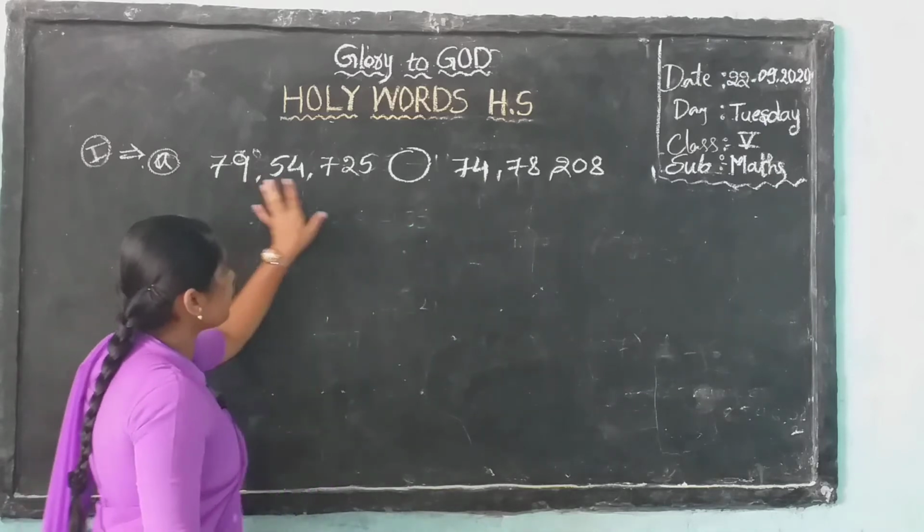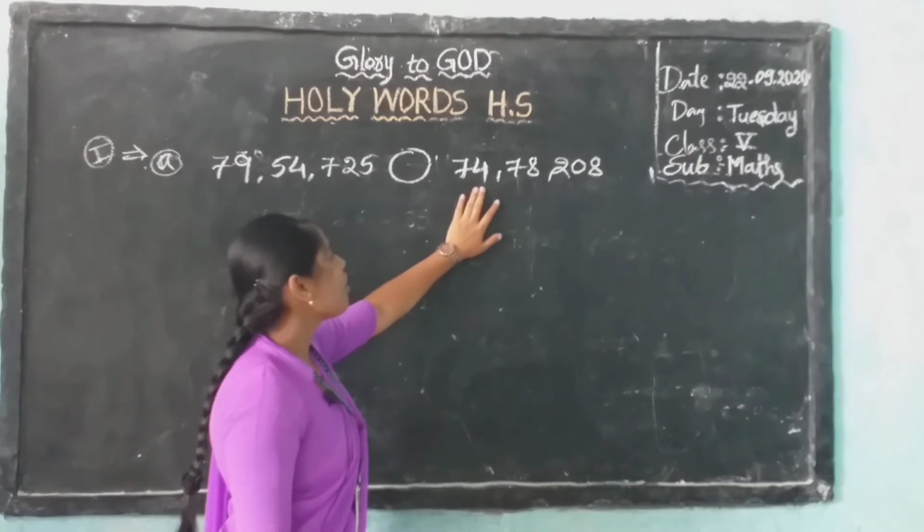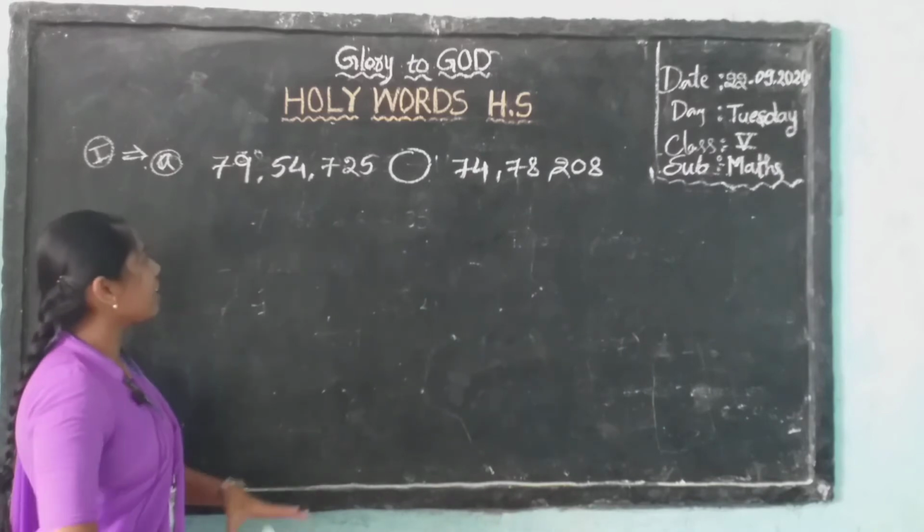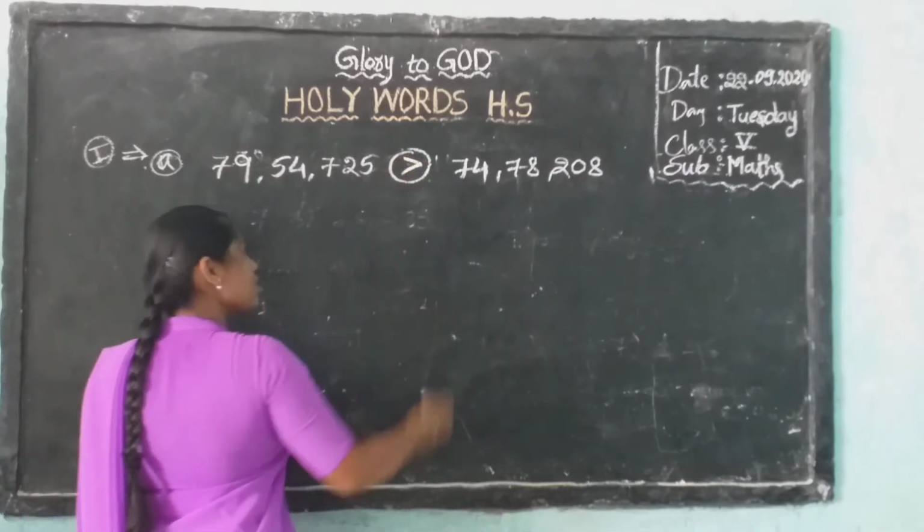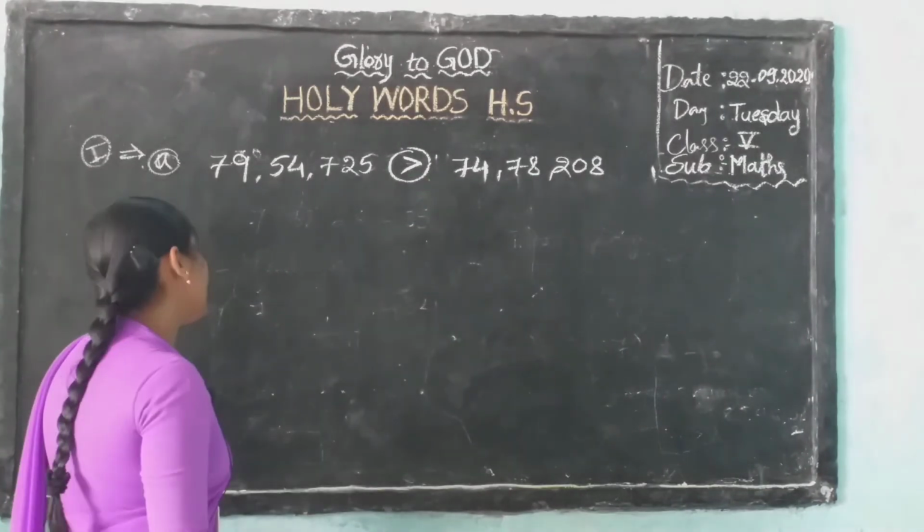The difference is here 9 and here 4. So which is the biggest number here? This one, so we use greater than. Okay. Next problem.